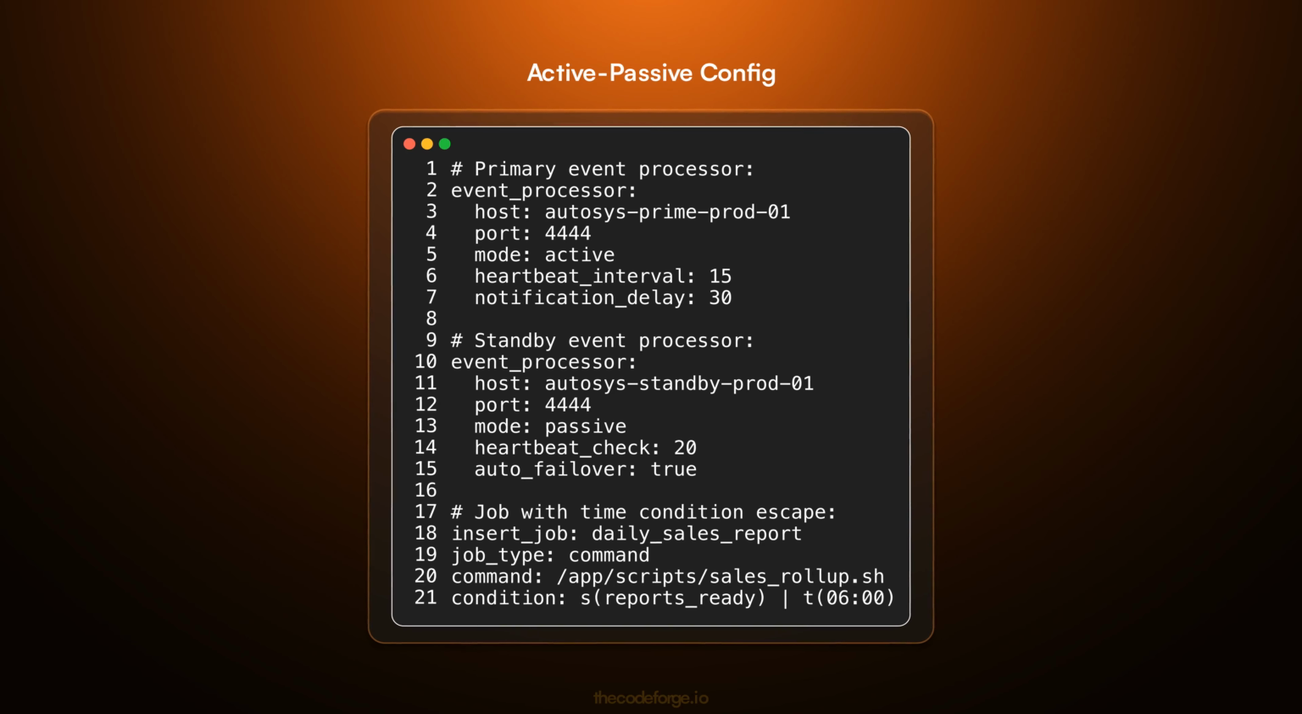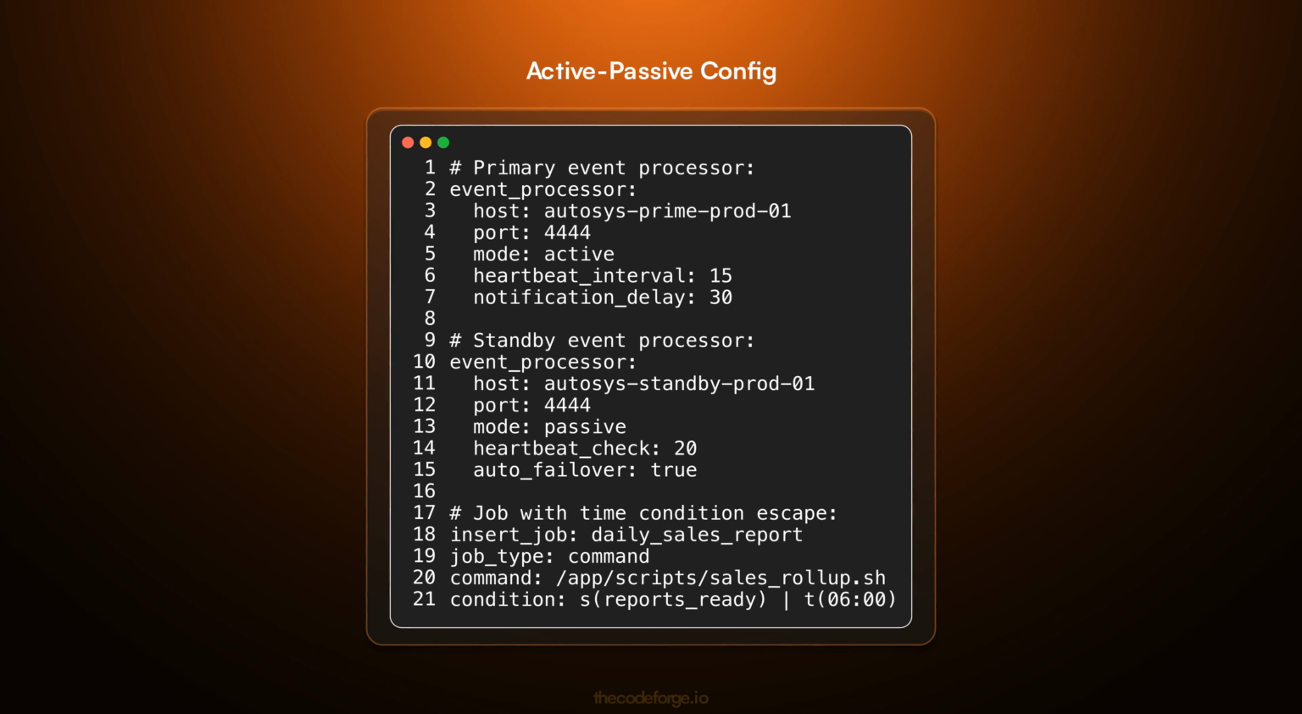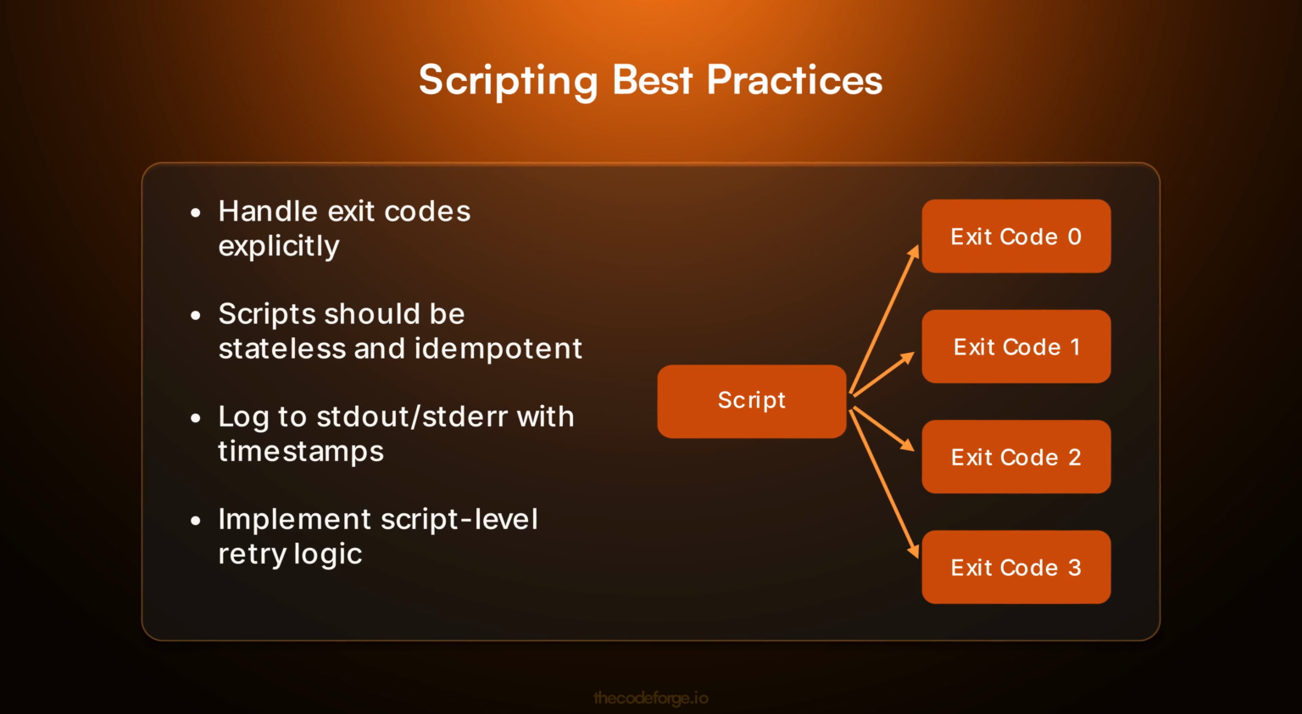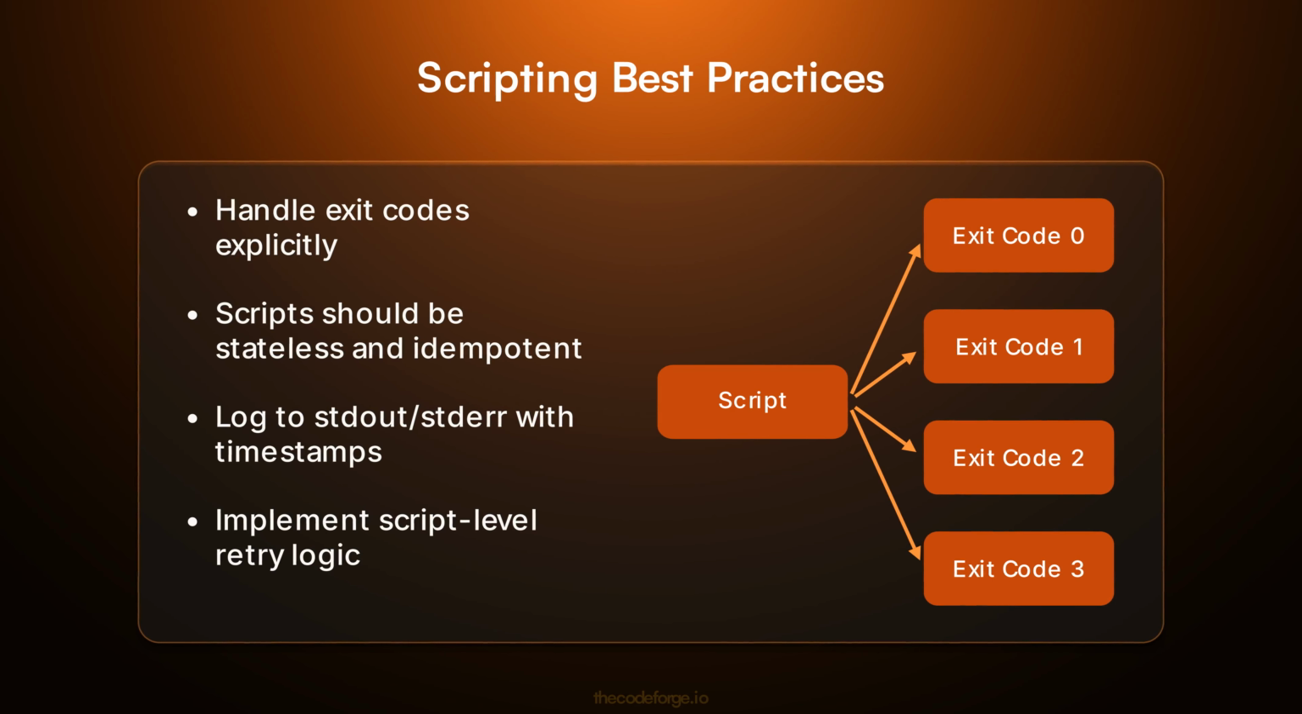This configuration sets up active-passive event processors. The standby detects missed heartbeats and takes over. The job uses a time condition as an escape hatch. If reports ready never finishes, it starts by 6 a.m. anyway. Your AutoSys job is only as reliable as the script it runs.